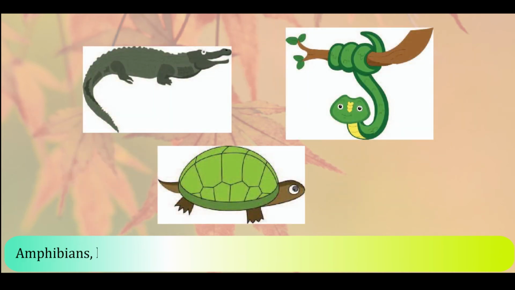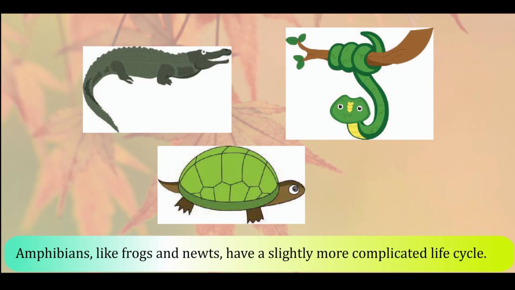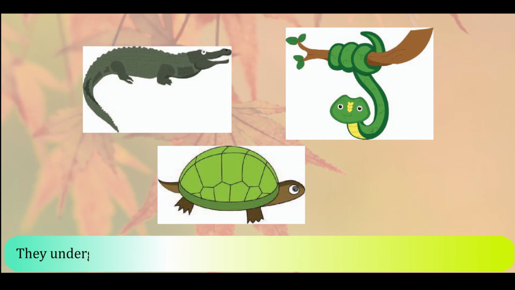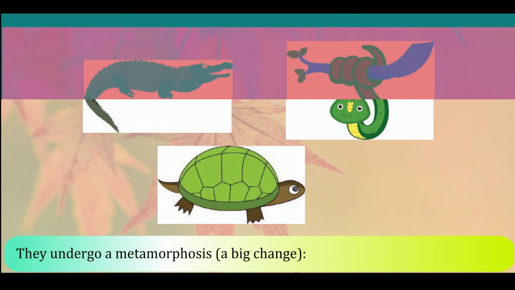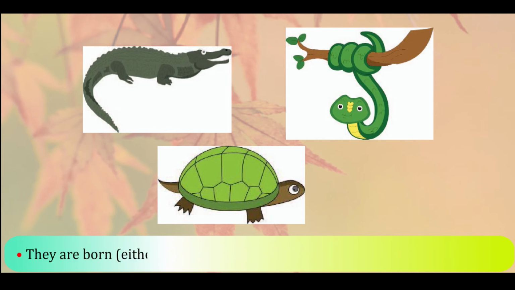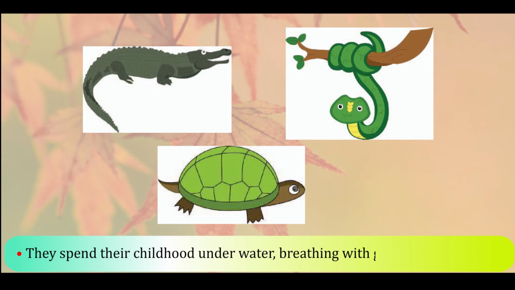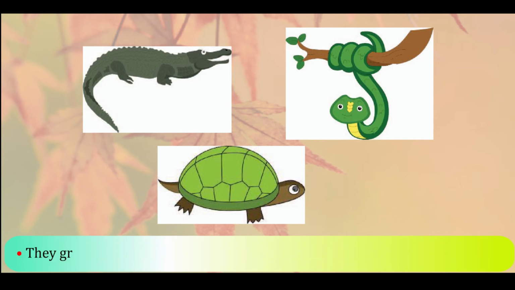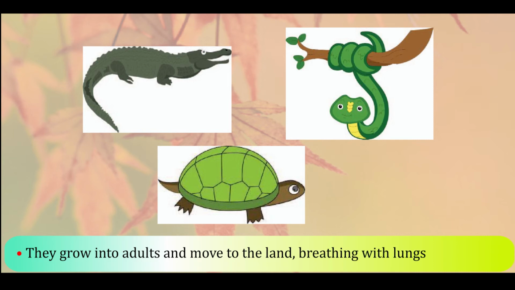Amphibians. Amphibians, like frogs and newts, have a slightly more complicated life cycle. They undergo a metamorphosis, a big change. They are born either alive from their mother or hatched from eggs. They spend their childhood underwater, breathing with gills. They grow into adults and move to the land, breathing with lungs.